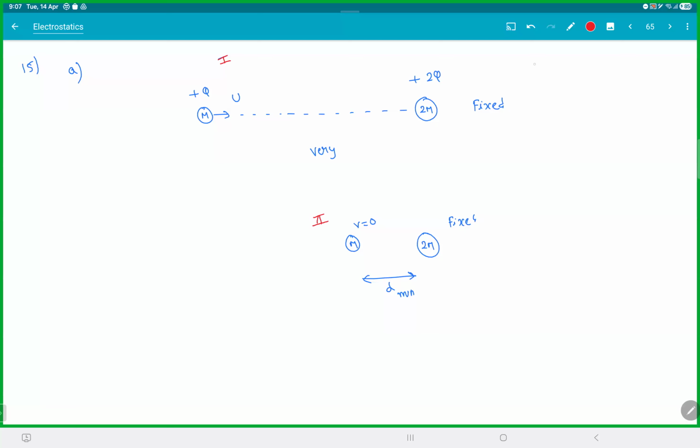Initially, what is the potential energy? Potential energy will be zero because you're at infinity. What is the kinetic energy? Half mu square. Finally, what is the potential energy? K q 2q by d. Kinetic energy is zero. Since there are no external forces on the system, initial energy is equal to final energy. Straightforward energy conservation. You get half mu square equals 2kq square by d. Solve this, you'll get the answer for d. Easy?